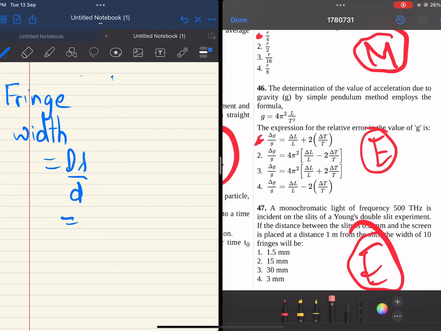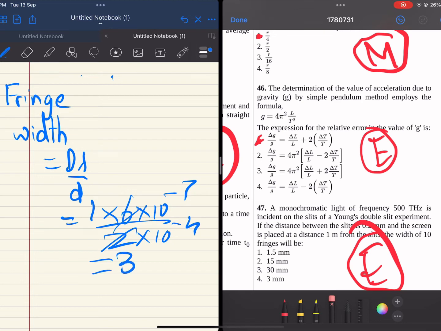which is there. D, capital D, is nothing but the distance between the slits and the screen, that is given as 1 meter, and lambda is nothing but the wavelength, which is the speed of light divided by the frequency, which comes out to be 6 into 10 power minus 7 meter, divided by d, which is the distance between the slits, which is given as 0.2 millimeter, which is 2 into 10 power minus 4 meter. This comes out to be 3 into 10 power minus 3 meter, which is 3 millimeter. And they're asking the width of 10 fringes will be 10 into 3, which is 30 millimeter.